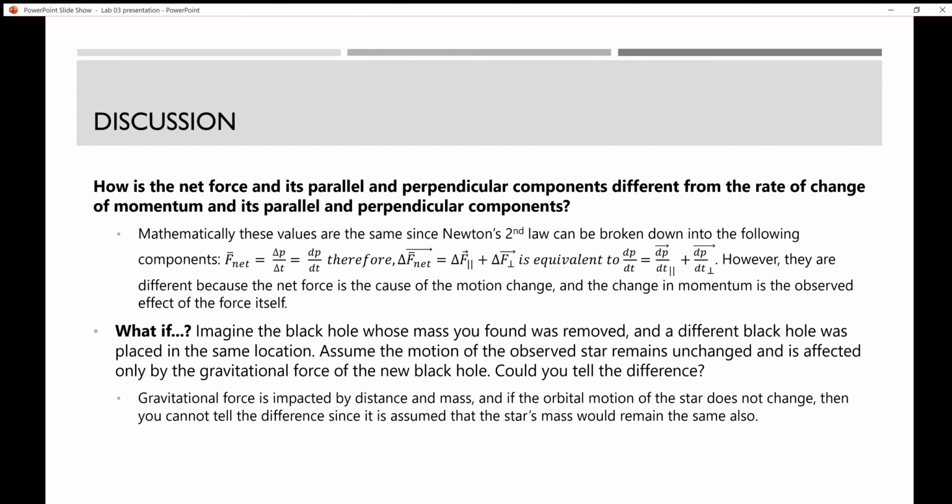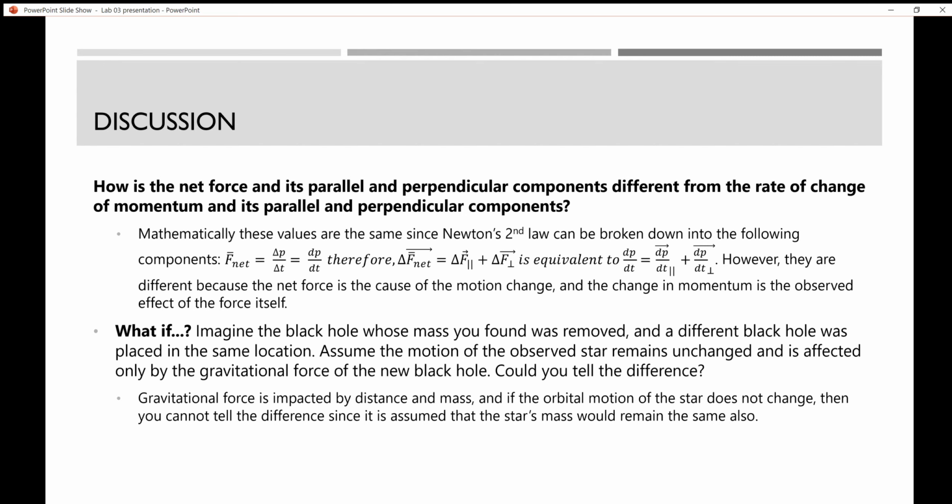So finally, let's discuss that mathematically, the values for the net force components and the rate of change components are mathematically equivalent, since both can be broken down into the following components of dp/dt. However, it is important to understand that conceptually they are different because the net force is the cause of the motion change, and the change in momentum is the observed effect of the net force.